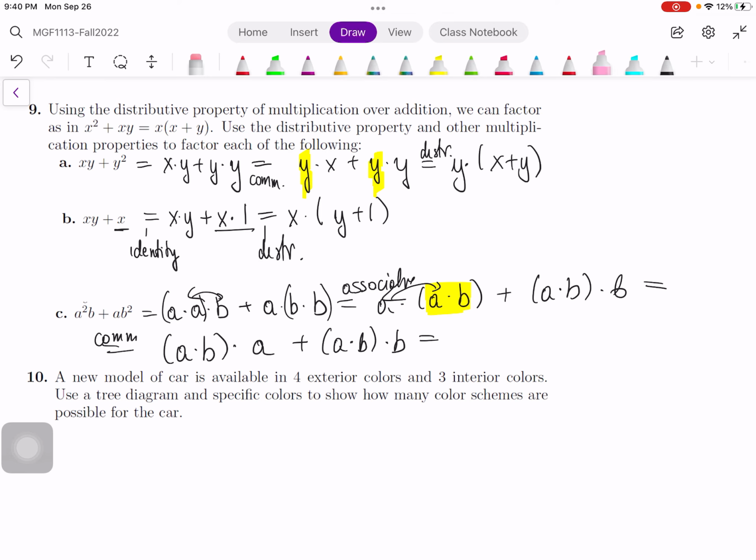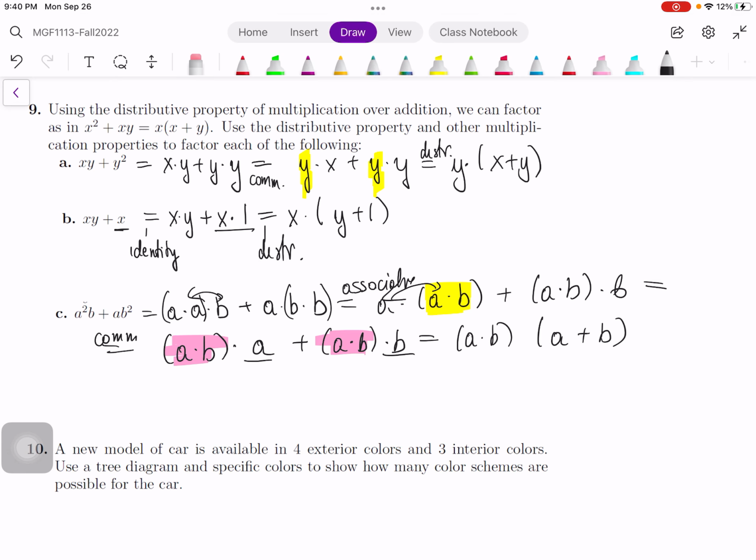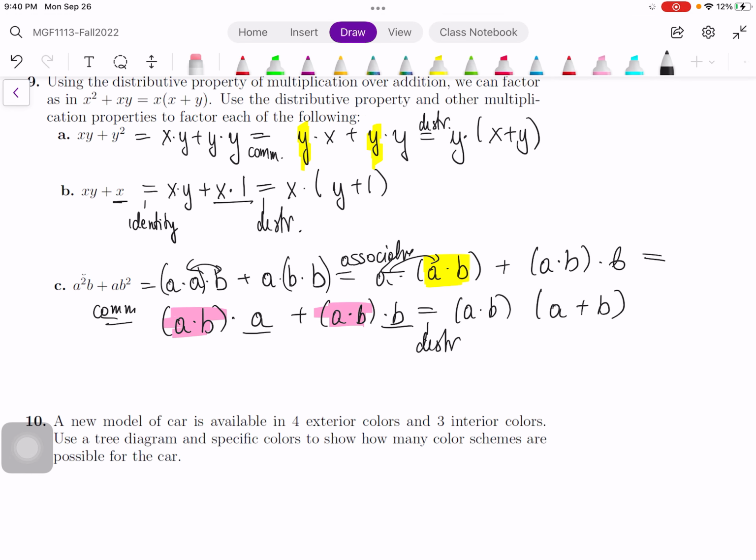So now this A times B being in front, I will factor it out using the distributive property of multiplication over addition. So now I'm left here with A, here with B. So that's the distributive property of multiplication over addition, and I have it. So it's kind of like factoring out AB.